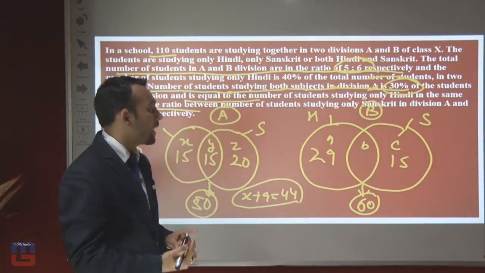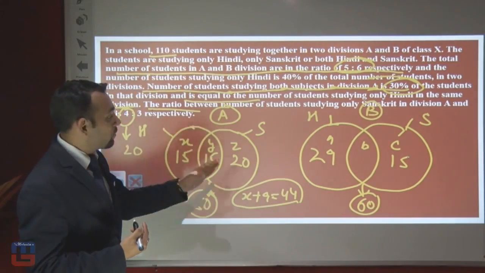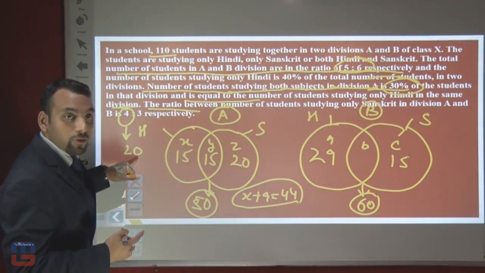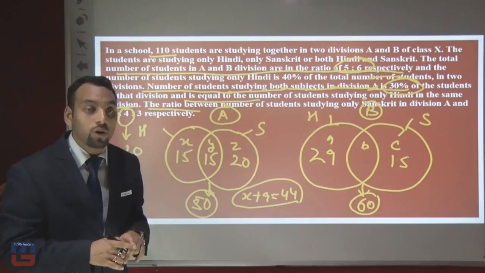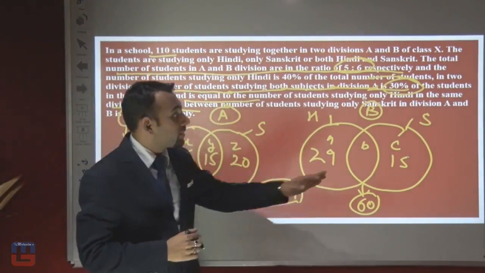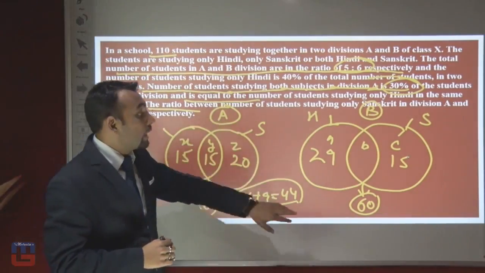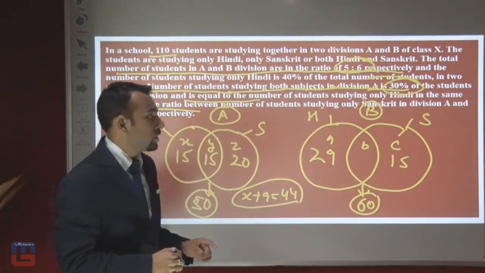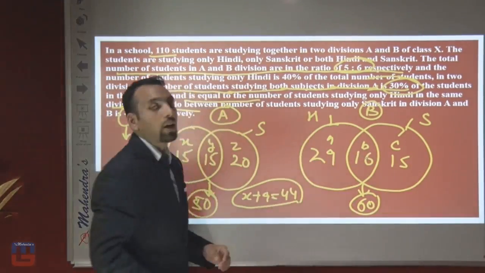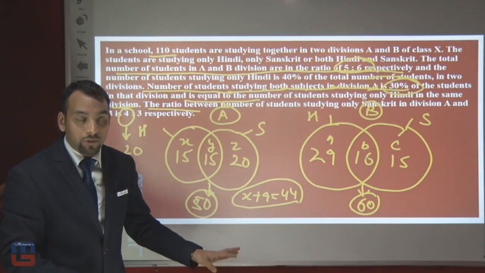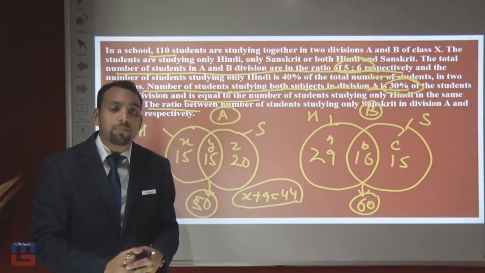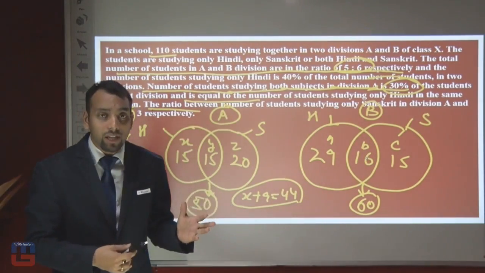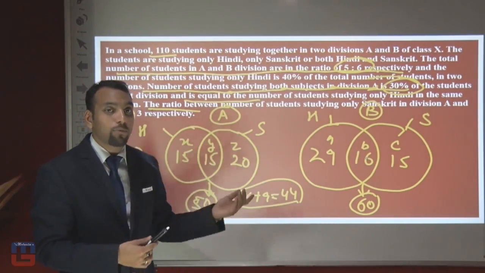Again repeating what exactly I am saying, this is 4 ratio and this we have the 20, right? So 4 ratio will be equal to 20, so 1 ratio will be equal to 5, so this 3 ratio will be equal to 15. Now this total is 60, 29 plus 15, that is 44, so this portion will be. Now the Venn diagram is complete, that means we have the complete information about division A and division B. In division A only Hindi, only Sanskrit, both Hindi and Sanskrit.